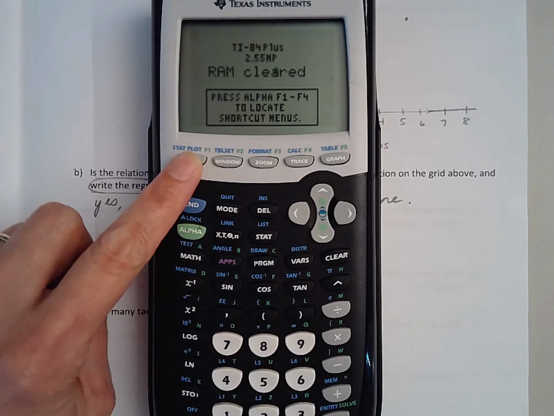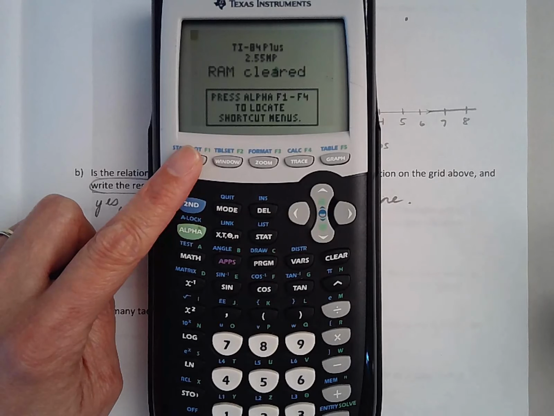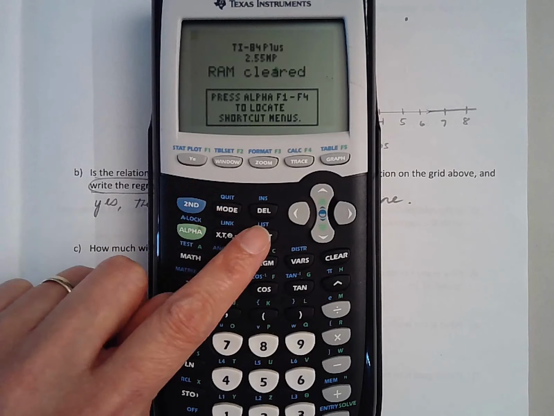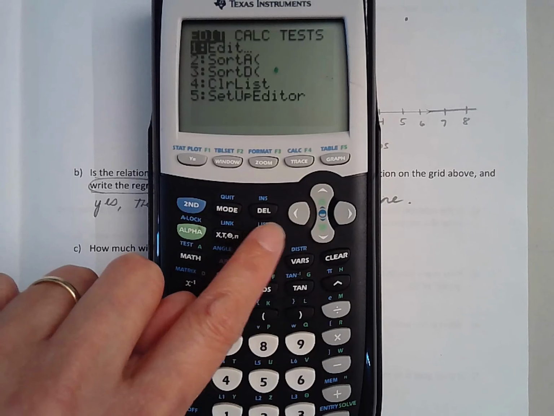We don't have an equation to type in y equals. There's no equation. That's what we're trying to figure out. So what do we have? We have stat. So press stat.